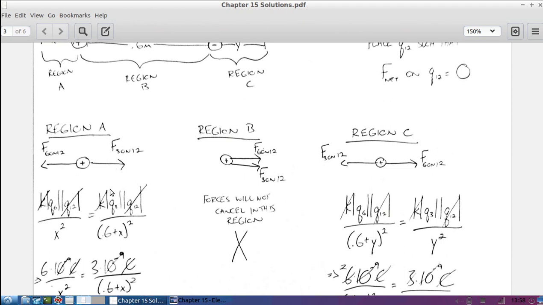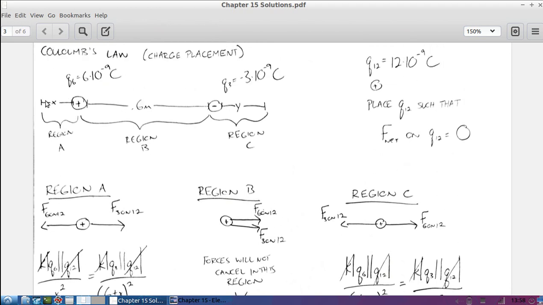So K cancels out, right? This is an equation, right? K cancels, Q12 cancels. What about these distances? What's going on with these distances? So this is the distance between the 6 nanocoulomb charge and the 12 nanocoulomb charge, which I'm calling x. Okay, not too bad, right?